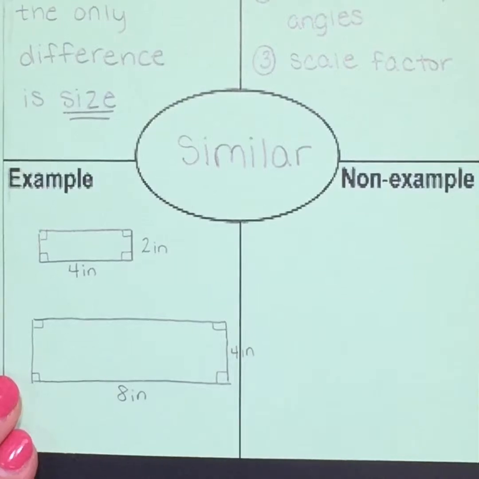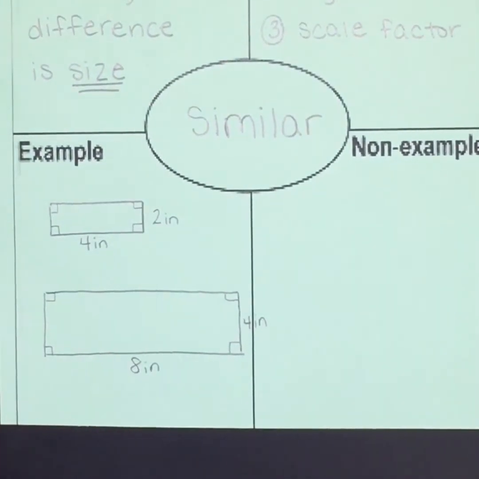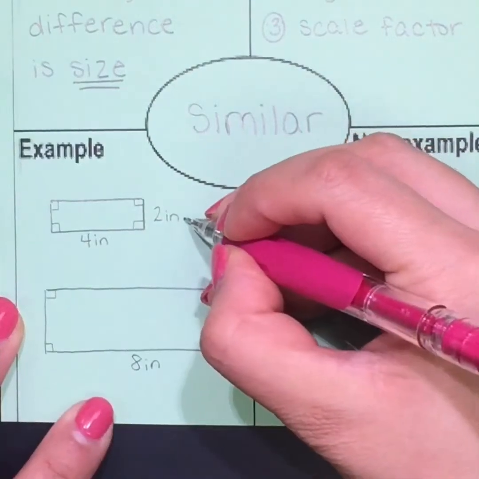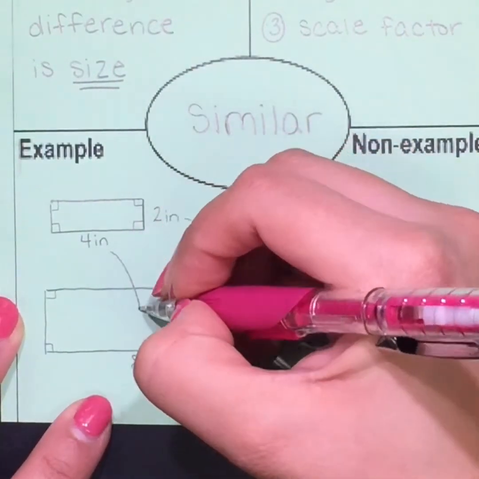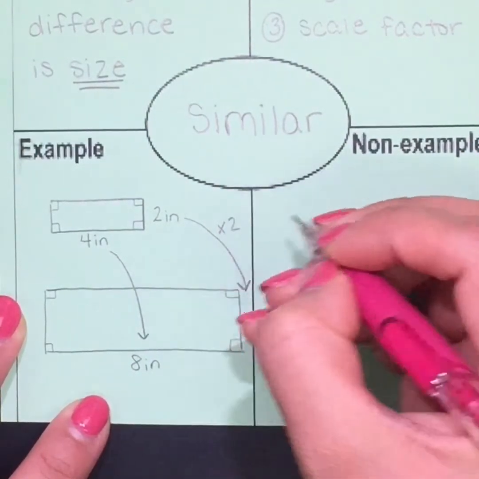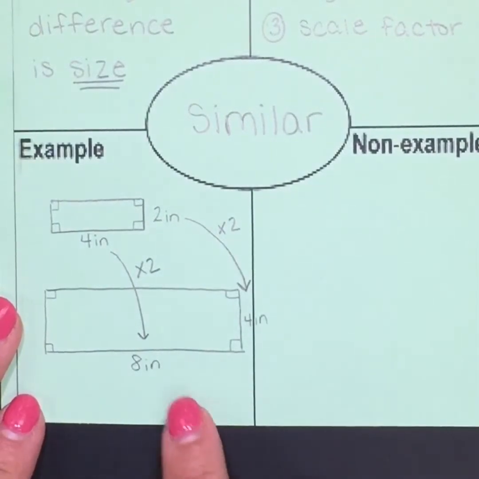And the third one is that there is a scale factor. Looking at these 2 rectangles, is there or is there not a scale factor? Yes, there is. The scale factor is from small to large, so going from the small to the large, the scale factor is 2. Okay, so that is why this is our example.